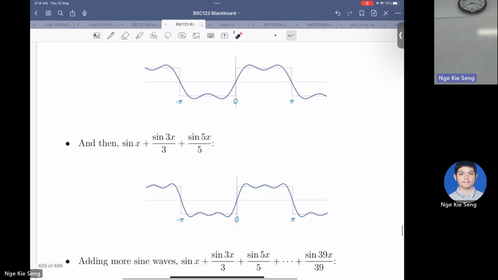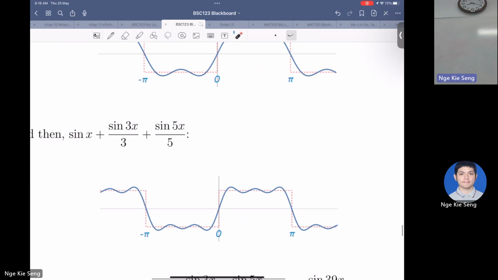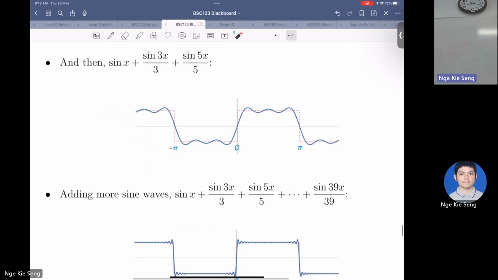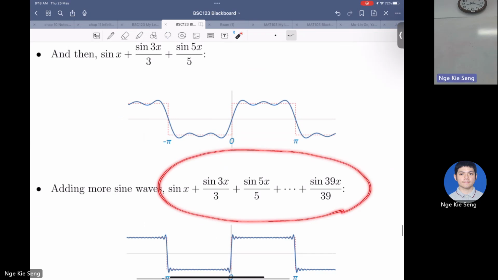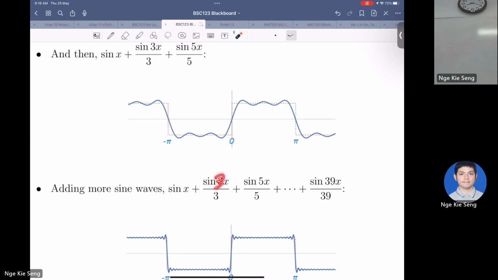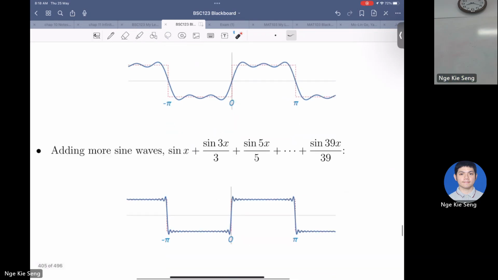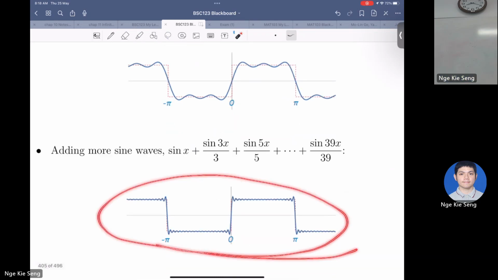We add sine 5x over 5. We get more crests, but the difference from the square wave decreases more. Then we keep doing it. We keep adding the odd multiples, each divided by the odd number, and then we can get something like this.